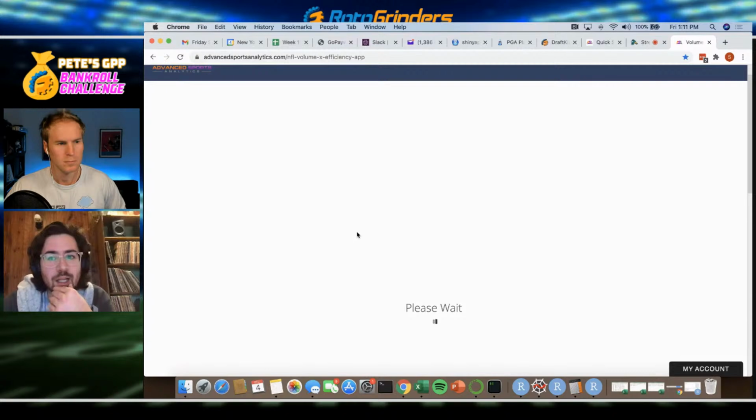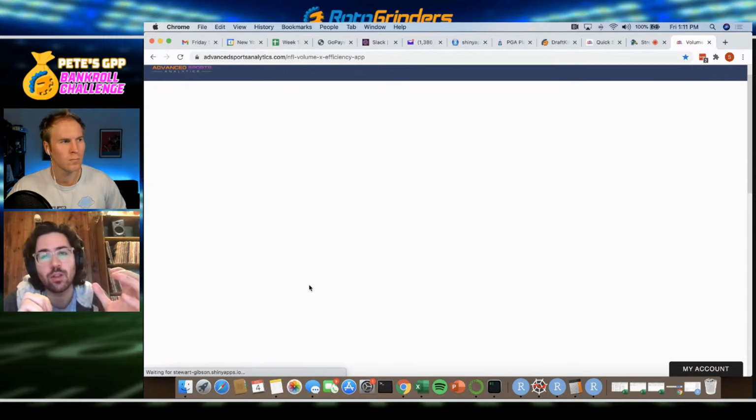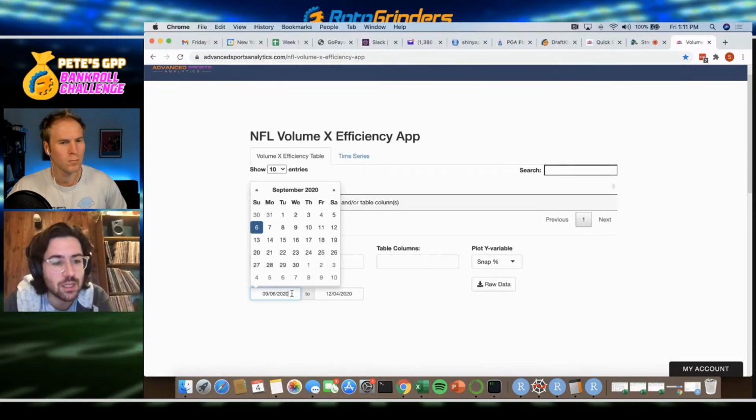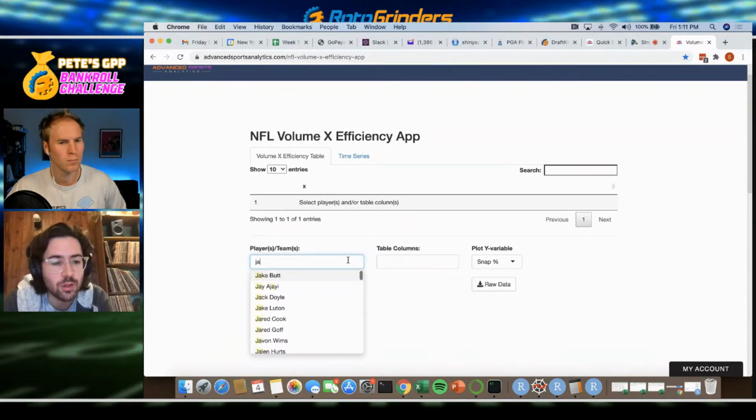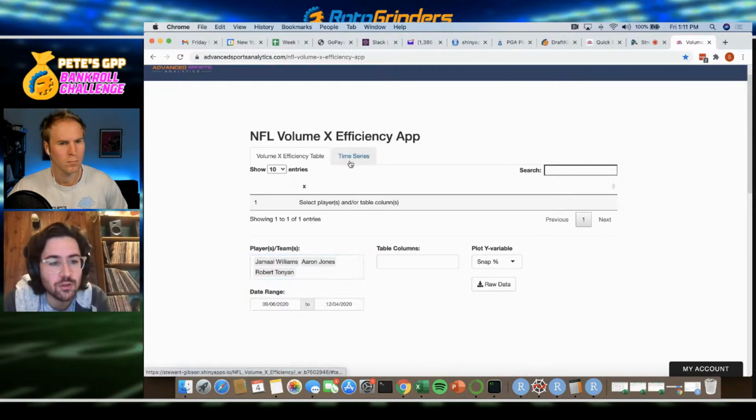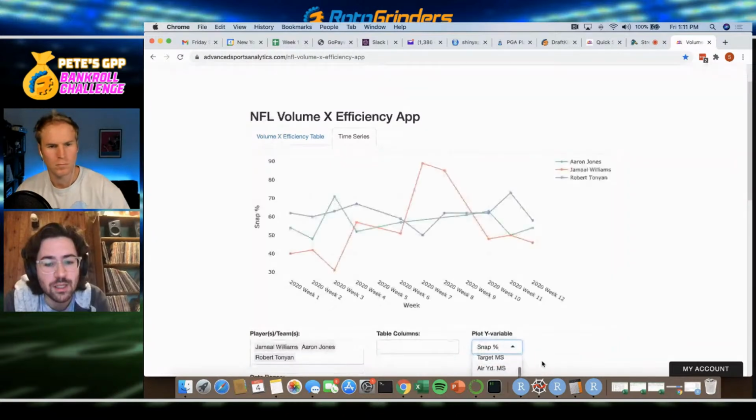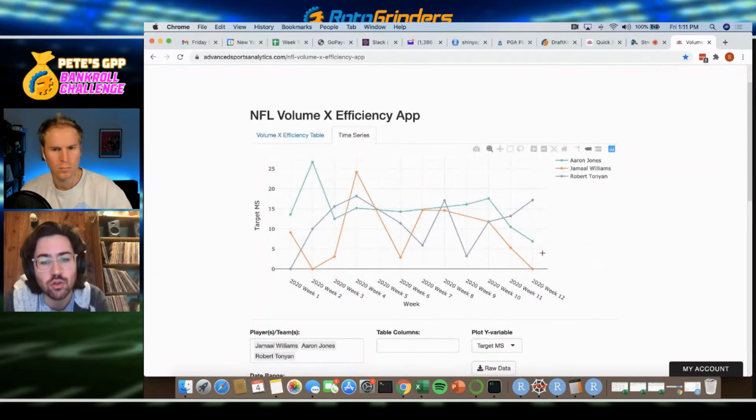I was looking at it last night, and one thing that jumped out to me as interesting was how the target share of both Aaron Jones and Jamaal Williams is trending down while Robert Tonyan is trending up. I don't know if that's just noise or if the Packers and Rodgers are actively scheming away from their running backs now that Lazard has returned from injury. It's a useful tool where you can visualize how different usage metrics trend. You can see here how Jones and Williams are trending down, and Tonyan has really been on the upswing over the past four weeks.